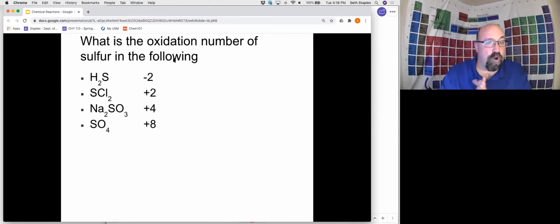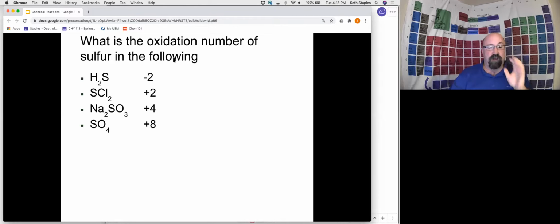Hopefully you got +4 for sodium sulfite, and +8 for the last one. Again we have to note that there's a huge difference between what charge is and what oxidation number is. If we were to ask what the charge on sulfur is going to be, then yeah, we use our periodic table. When sulfur forms an ion, it's in this column, so it's going to tend to form a -2 charge. That is very different from the oxidation number. Depending on the compound that sulfur is found in, the oxidation number can be all over the place.